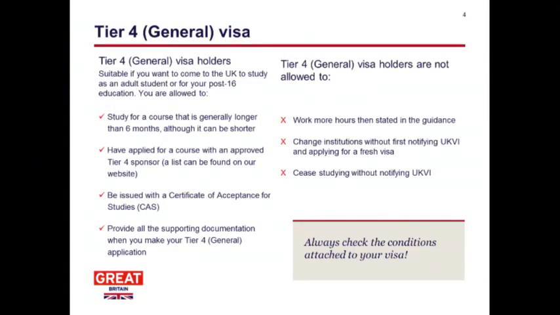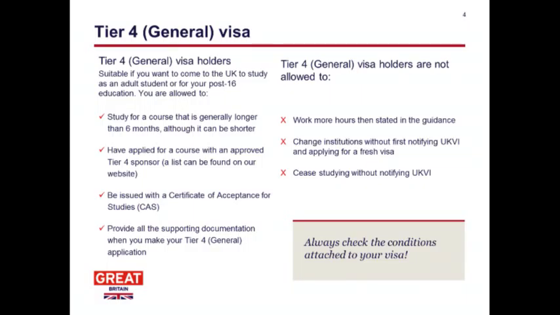So let's have a look at Tier 4 General Visa. A Tier 4 General Visa is suitable for somebody who wants to go to the UK to study as an adult student or for post-16 education. A Tier 4 General student is allowed to study for a course that is generally longer than 6 months, although it can be shorter, and we'll cover this later.